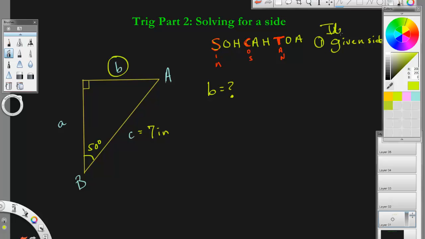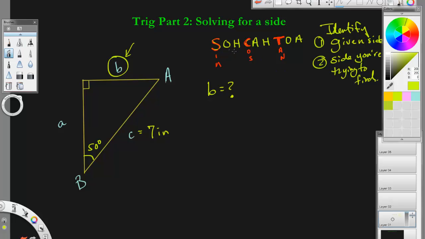So that's the first thing you identify: the given side and the side you're trying to find. Okay, the given side, what is that from this angle? Which is that? Just blurt it out. Hypotenuse. And what side is this one from this 50? That is the opposite side. So we have opposite and hypotenuse.